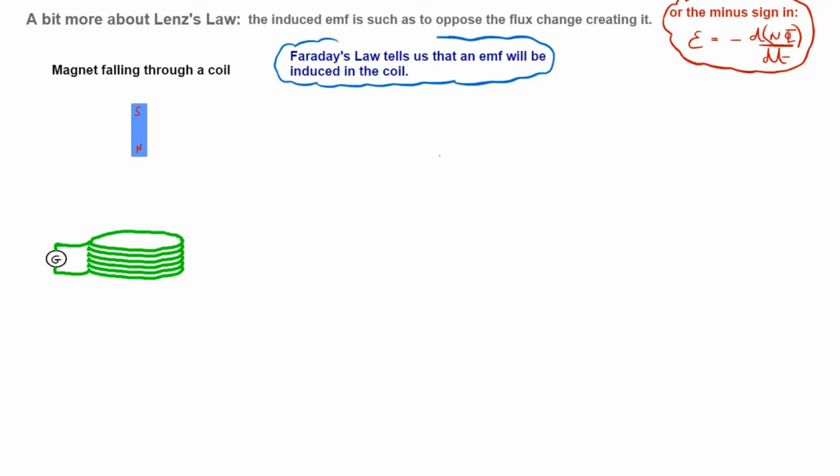We can see that's true because there's going to be flux change. These field lines are going to increase. The flux linkage in the coil is going to increase. So we know N phi is going to increase. As it falls, there's going to be an induced EMF. But the big question is, in which direction? In which direction is this EMF going to occur? And how do we decide?